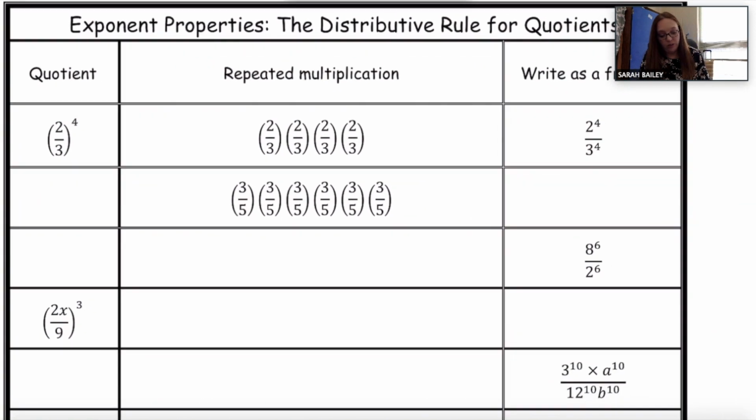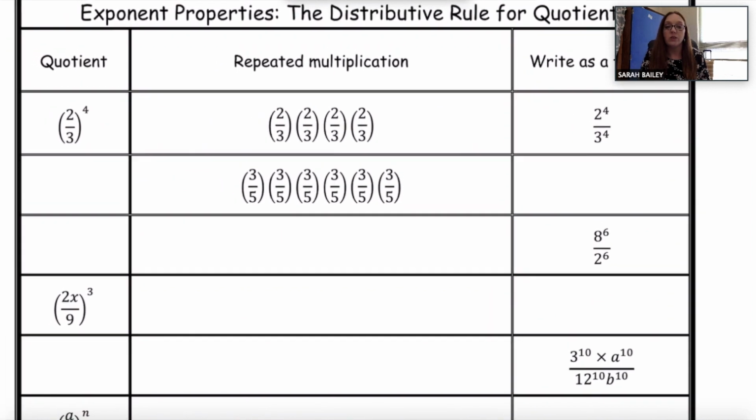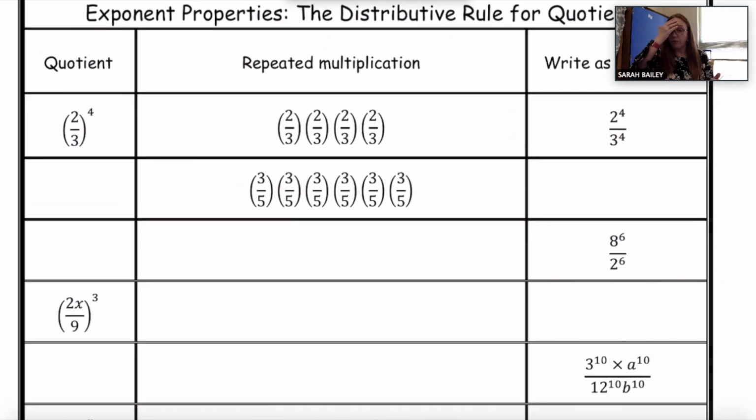Now this one is the distributive rule for quotients. And so you'll see here the first example's been done. But you may notice that this one is very similar to the last one. So this one you had the quotient 2 over 3, or 2 divided by 3, all to the 4th power, which means 4 groups of 2/3 being multiplied together. That's what you have here, which is the same as, because there are 4 2's right here, 2 to the 4th over 3 to the 4th.